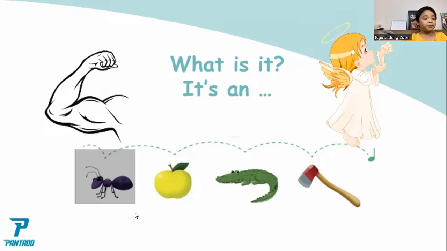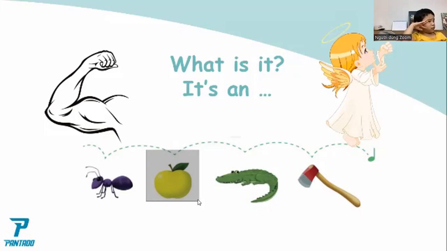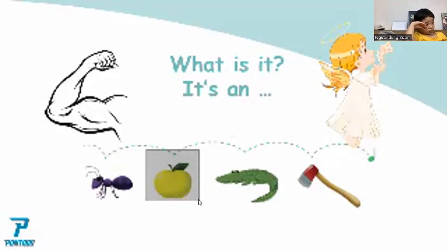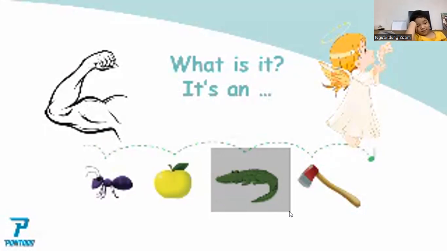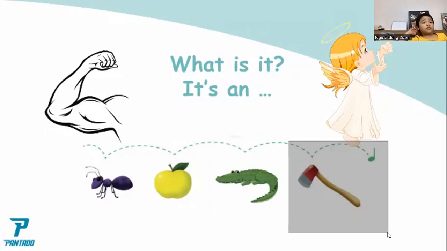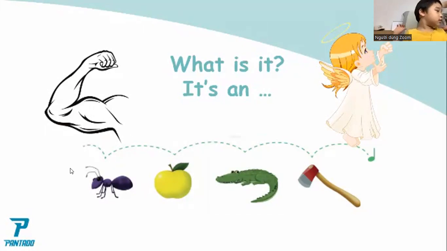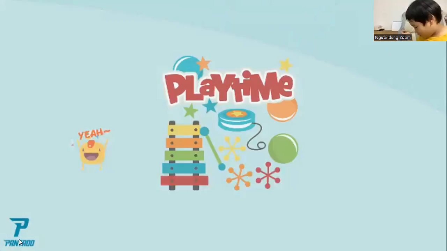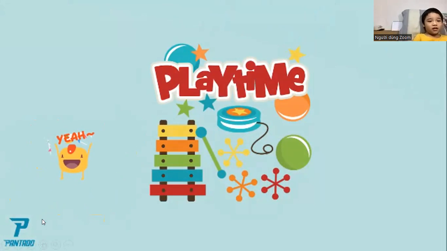Okay. What about this one? You say, it's an ant. Okay. How about this one? What is it? You say, it's an apple. It's an apple. Great job. How about this one? You say, it's an alligator. It's an alligator. How about this? It's an ant. Yes, it's an axe.